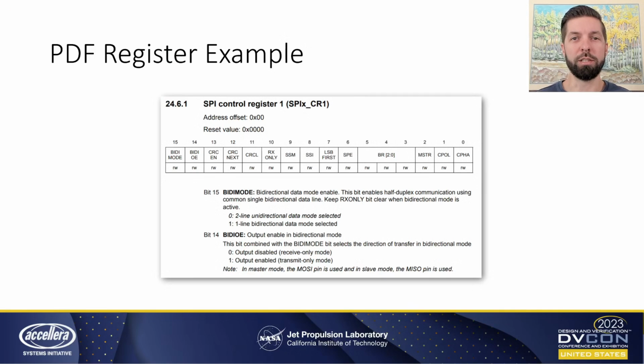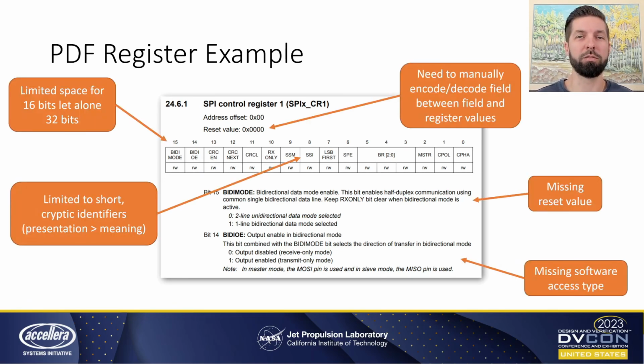This first example is from a PDF I found out on the internet for a system on a chip. And this is register documentation for an SPI control register. This is pretty typical of what we're used to seeing for register documentation. Nothing really too terrible here, but it has room for improvement. The biggest one for me is the short cryptic field names, right? What is SSI? I have no idea. I got to go scroll down and look it up, right?